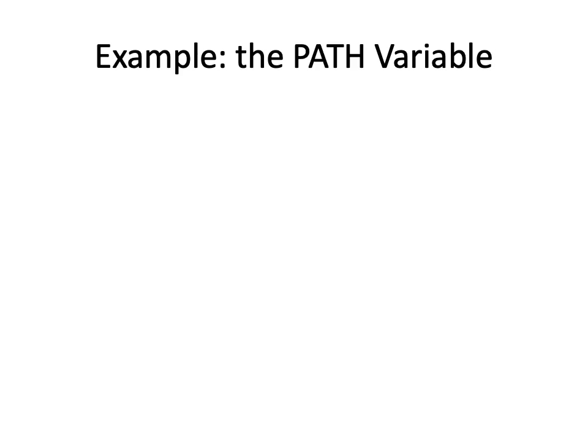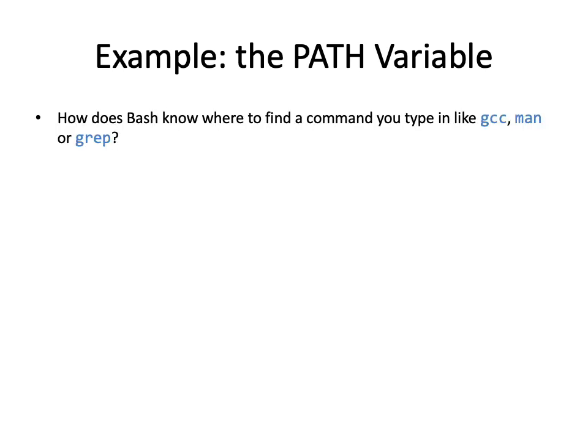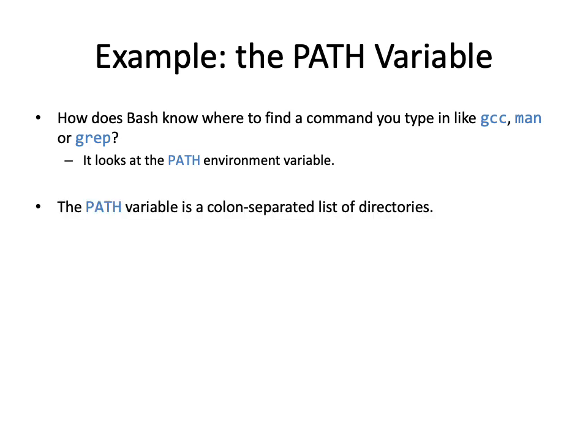So let's take a look at the path variable. We said that that's related to how bash finds commands. So how does bash know where to find a command you type in? So if I type in GCC, how does it know where the GCC command lives? There's no programs directory or applications directory. It looks at the path environment variable. So the path variable is a colon-separated list of directories that look like this. So if I do echo path, it might give me this for the servers.